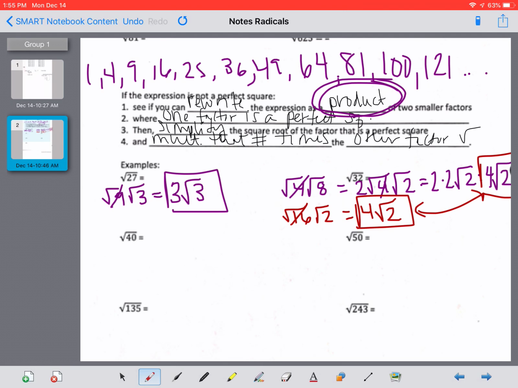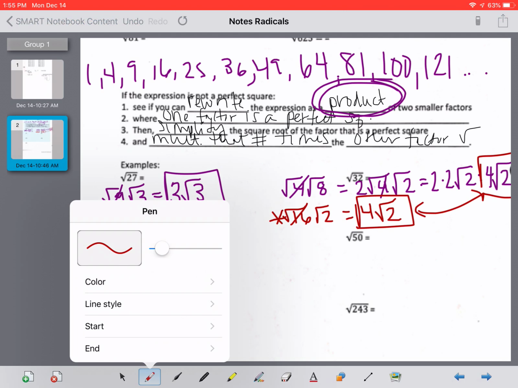The bigger the perfect square is you start with, the less work. So 16 is greater than 4, so it was less work in the end to get to the answer. All right, the next two.